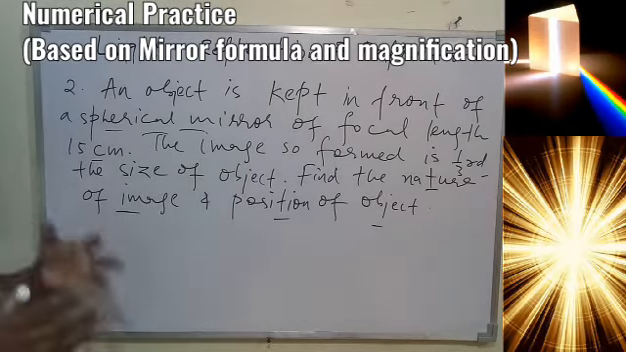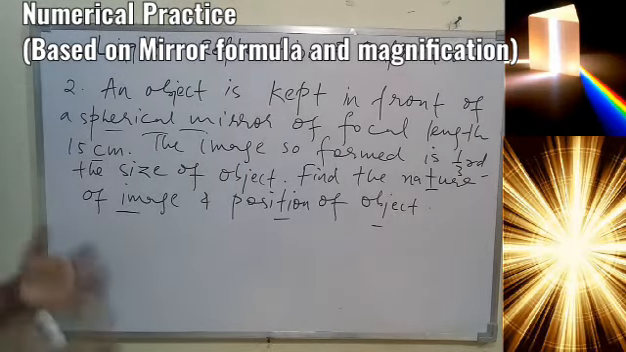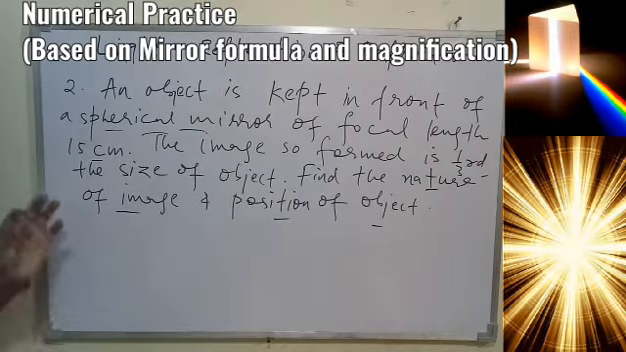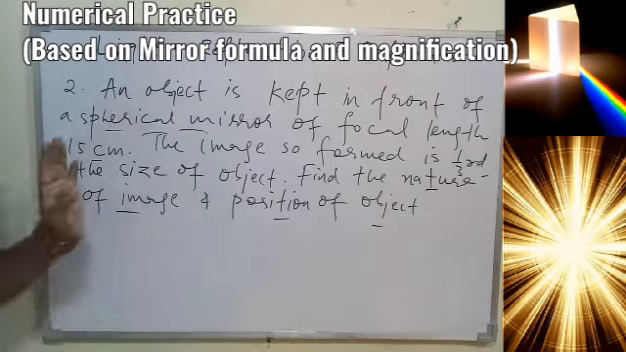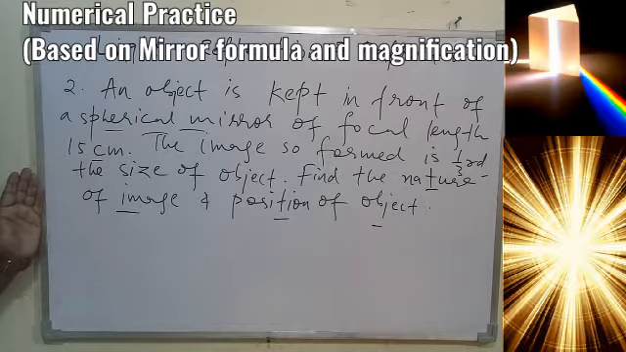So this numerical is somehow different from the numericals we have done so far. In this case, very first it is given a spherical mirror. So that is the first thing, it's not so clear whether it is concave or convex. Both are possible. Focal length is given. So again, if the mirror is concave or convex, accordingly the focal length has to be taken, positive or negative.